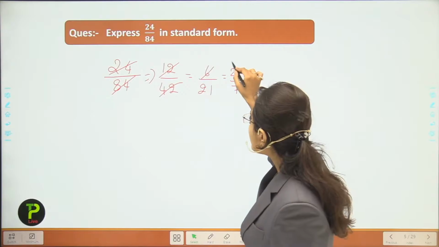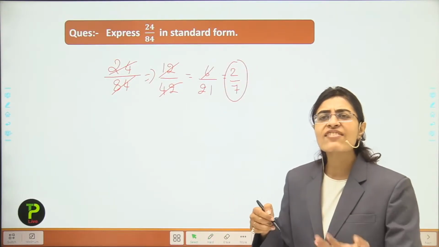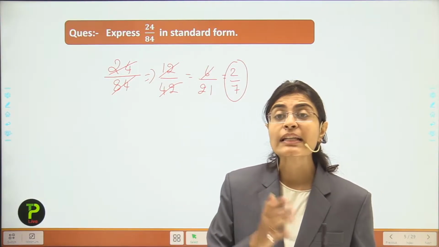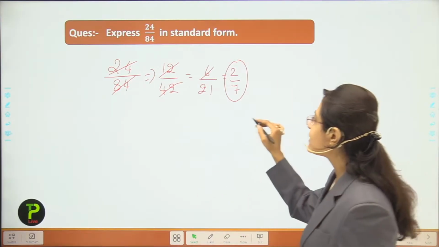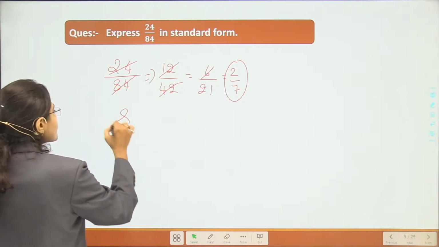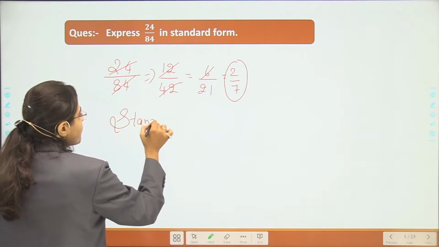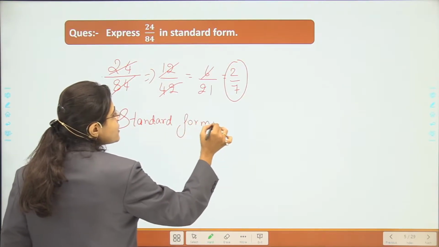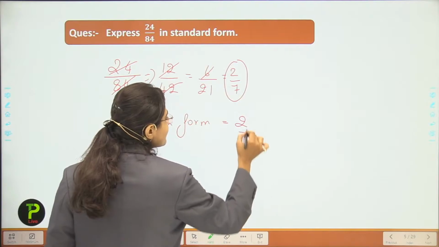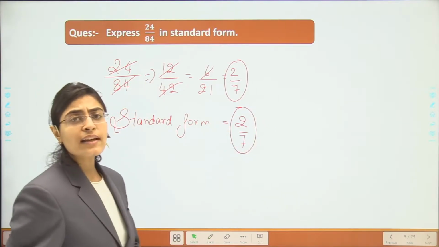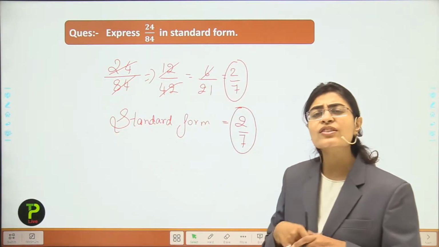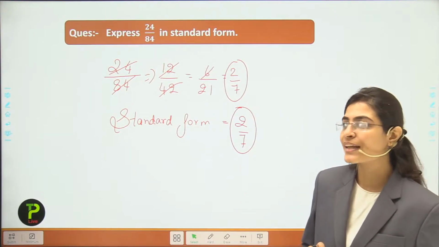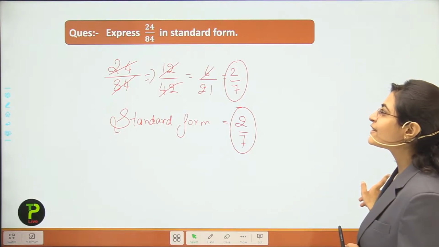So this is 2 by 7. Can I cut 2 and 7 further? No. Right. They don't come in a common table other than 1. So therefore our standard simplest or reduced form is 2 by 7, and that is our answer. And we are not concerned about the denominator over here because it is already positive. Right. So I hope this question is clear to you. Let's move to the next question.